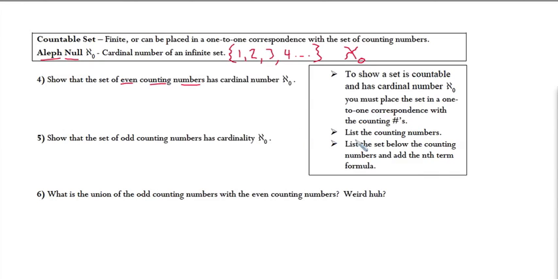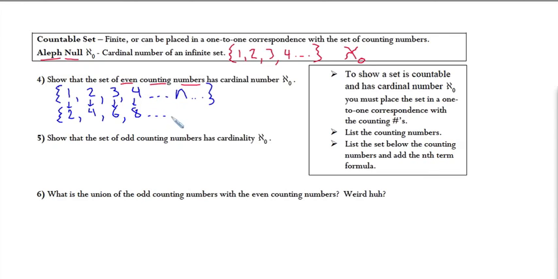So what you want to do is list the counting numbers. That's always the first place to start. We have 1, 2, 3, 4, ... and the counting numbers are always just going to have n as your nth term formula. Then we're going to list the set below the counting numbers and add its nth term formula. The set here is even counting numbers, so we have 2, 4, 6, 8. Now you can see that we're creating a one-to-one correspondence with the set of counting numbers. We're showing that this set is countable because every time we get a new number, we know its position.